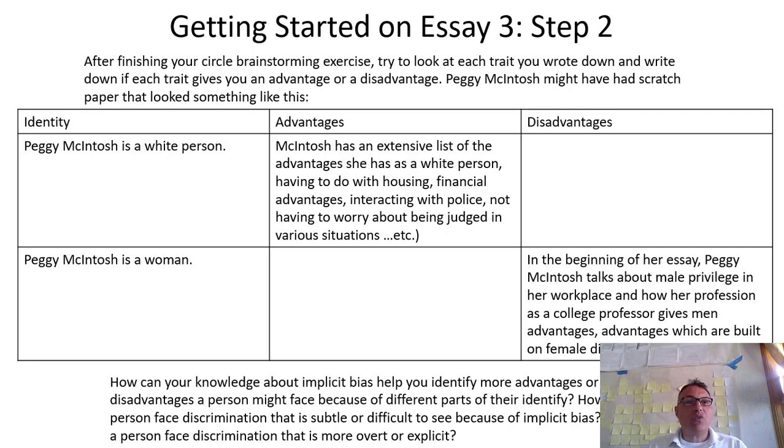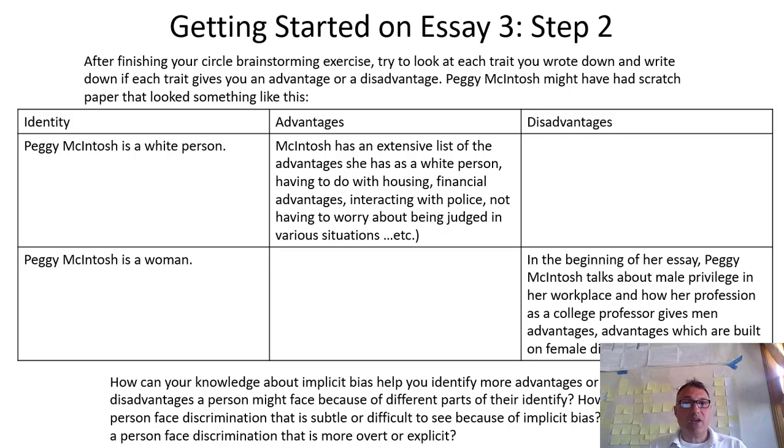Try to get each trait that you thought of in the previous exercise with the circles, and try to think about what advantages or disadvantages each trait gives you. So for instance, Peggy McIntosh in her article, she talks about being a white person. She also talks about what it's like being a woman. And so I put those two traits up here.